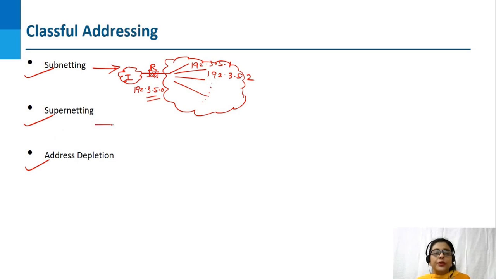Now, let us see what supernetting is all about. The address space is decreasing.